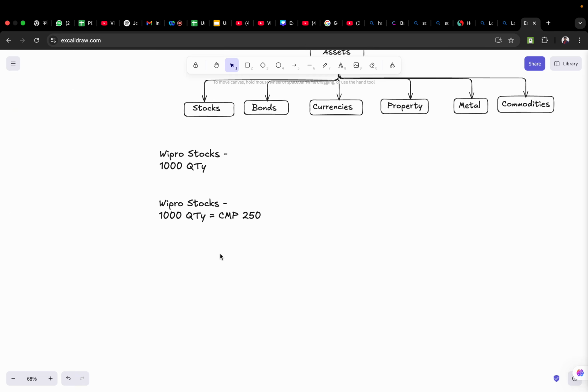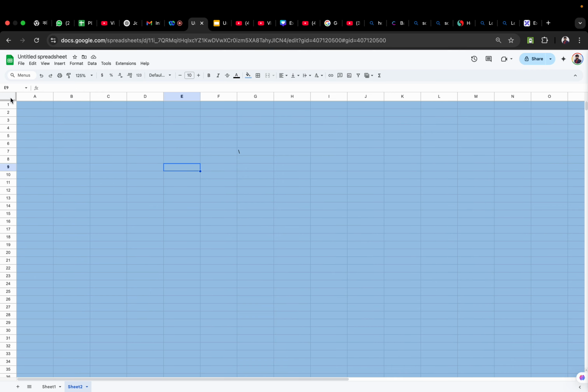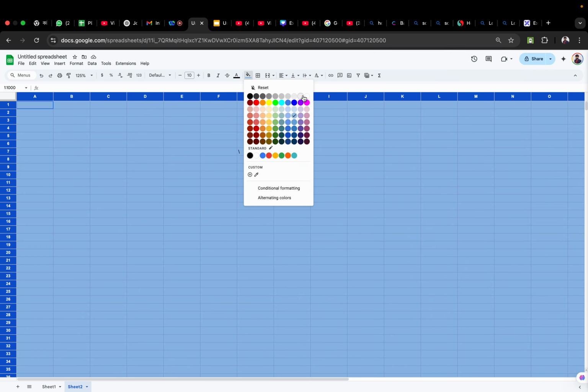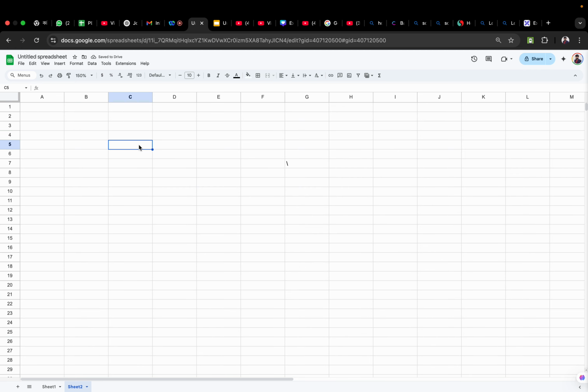250, assume it. Let me take all of these details in Excel, so it would be easy for calculation. So stock name, then quantity, current market price. Wipro, 1,000 quantities, and price which is 250. Or else you can consider the current price also.